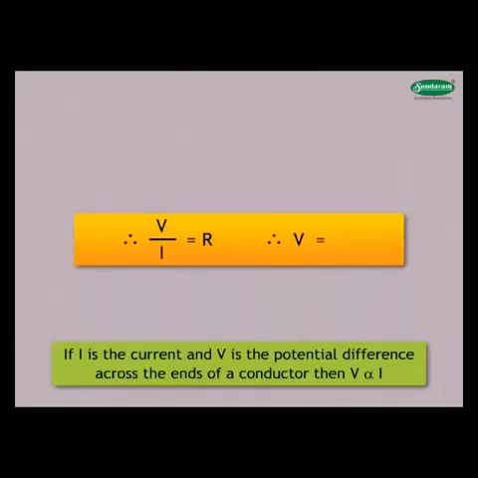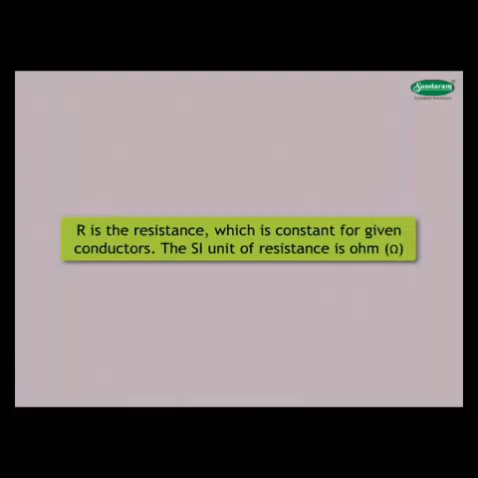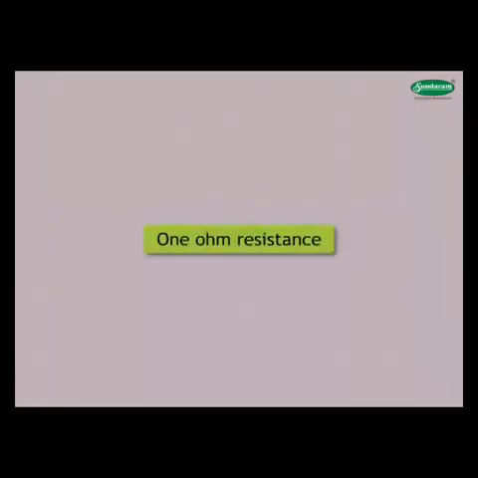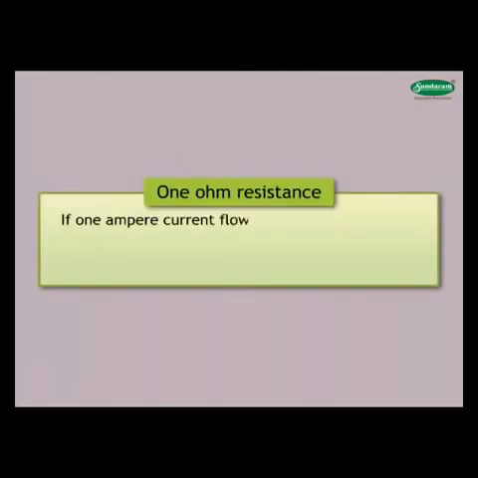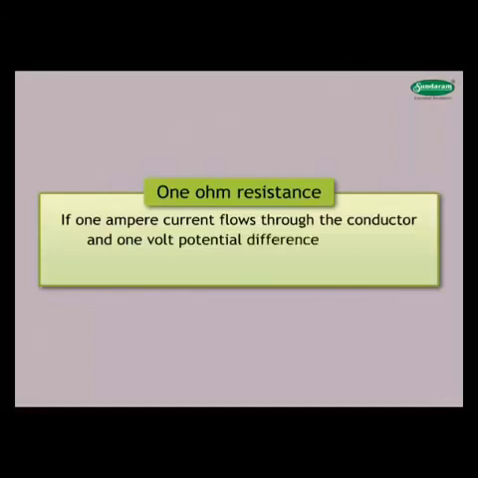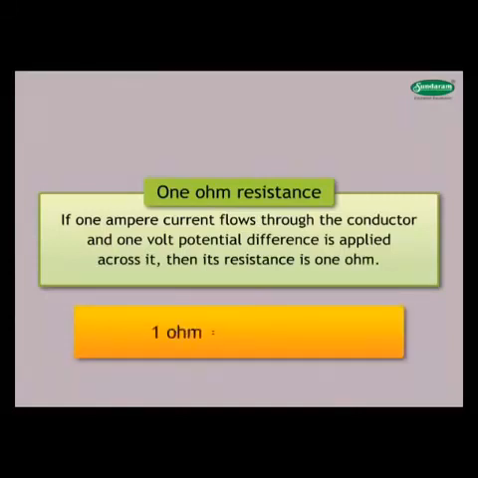Therefore, V is equal to IR. R is the resistance which is constant for given conductors. The SI unit of resistance is ohm. 1 ohm resistance: if 1 ampere current flows through the conductor and 1 volt potential difference is applied across it, then its resistance is 1 ohm. 1 ohm is equal to 1 volt upon 1 ampere.